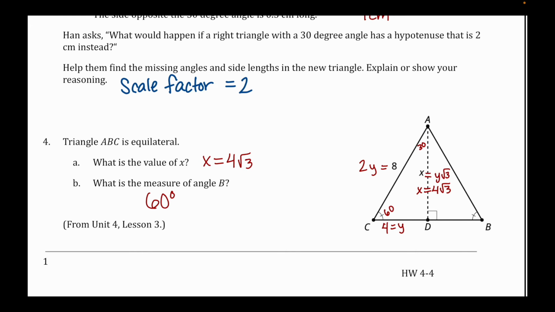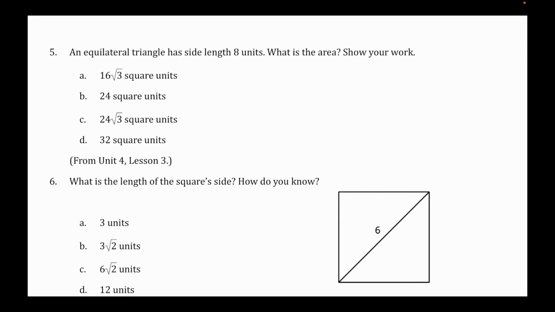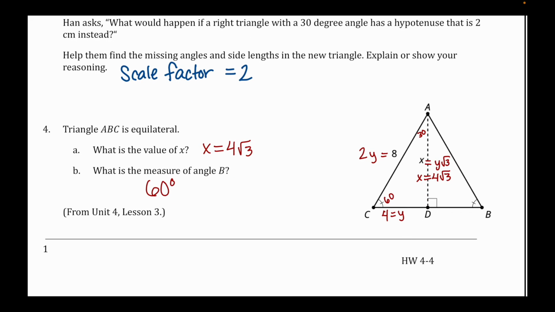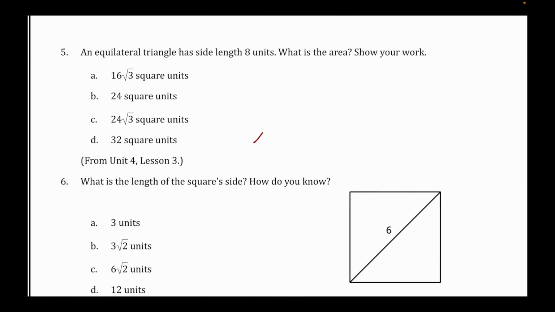So let's move on to the back. We have here number 5: an equilateral triangle has a side length of 8 units. What is the area? So that was actually like the one we just had. An equilateral triangle has a side length of 8 units, so we want to know the area. Let's just copy this triangle over, and we'll talk about finding the area of a triangle. Okay, so it's not going to be great for equilateral.